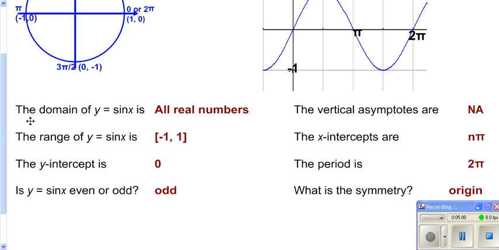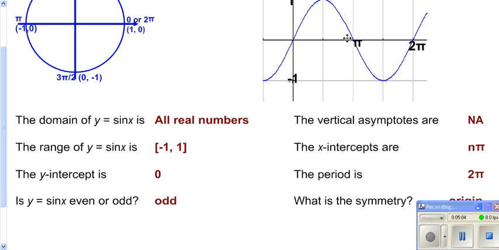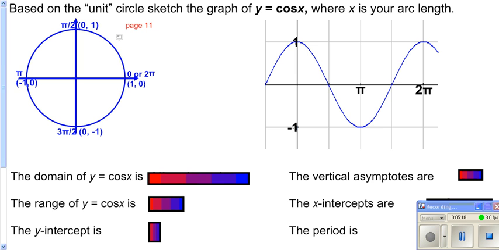Which means if we would take our original graph here, rotate it 180 degrees about this point right here, it would end up being on top of itself. That's what we mean by being symmetrical about the origin and also being odd. So we're now doing pretty much the same thing, but we're looking at our cosine.